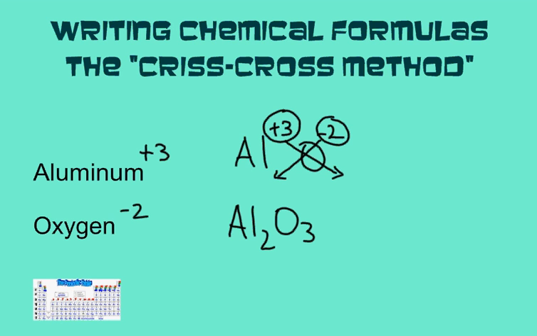So it is now Al2O3. We want to make sure that we drop the charges when we do the crisscross, and that we put the numbers as subscripts. And that automatically works out. We know we have 2 aluminums, +3 each, which gives us a charge of +6. We have 3 oxygens, -2 each, which gives us a charge of -6. The charges will always balance out. So it's going to be Al2O3.